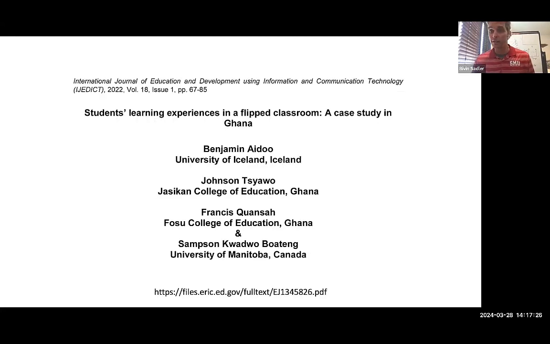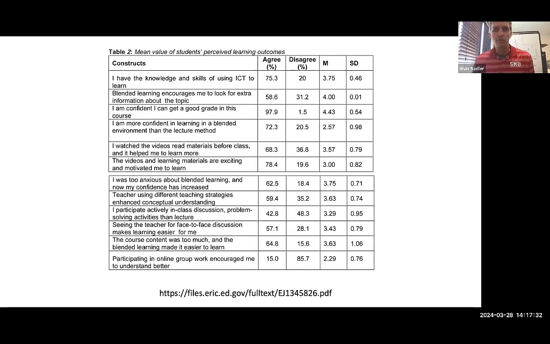This was an international study actually done in Ghana. They didn't use the Likert scale for this particular result, but here was just the percent agree and disagree. So it just made it pretty simple. There's a lot of information in here. Just looking at this one, blended learning encourages me to look for extra information about a topic. 58% agreed.